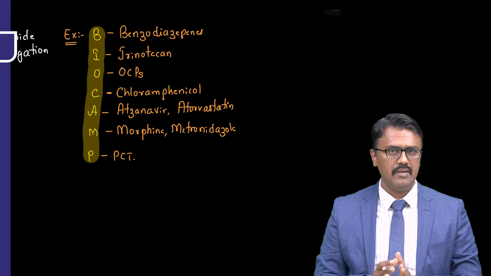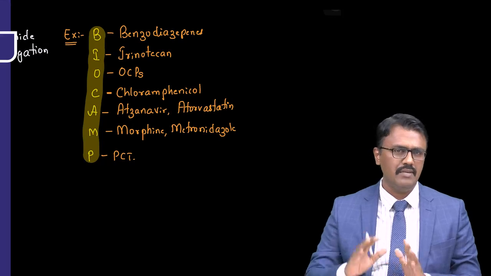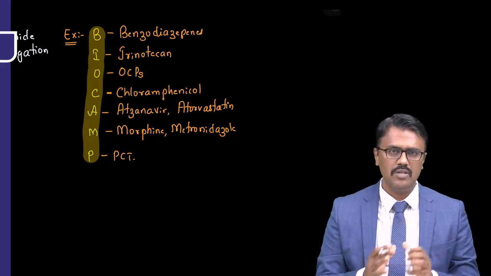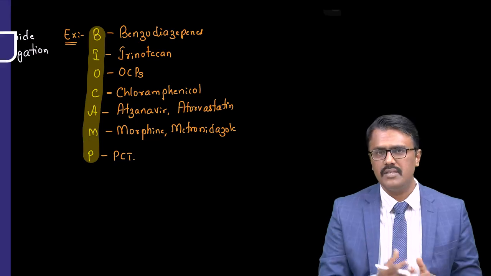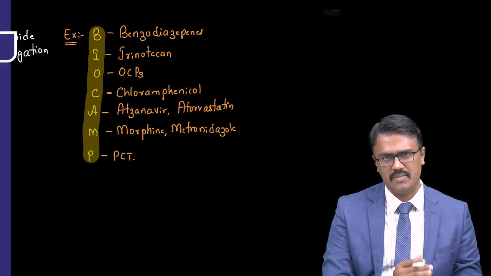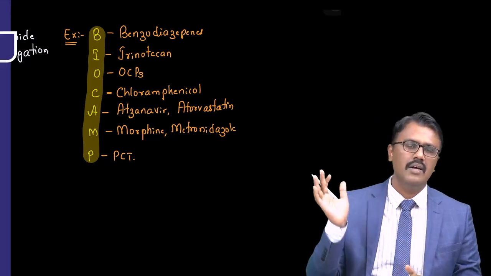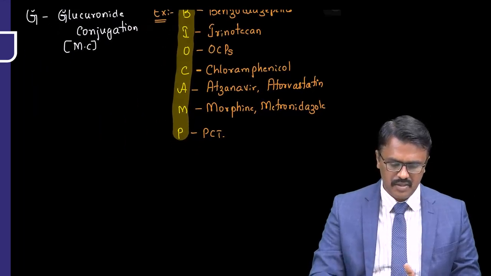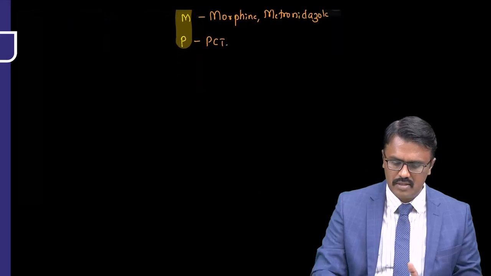So should I memorize these by heart now? Currently, just try to understand the concept first. Once you understand the concept, then you can memorize the examples. So currently, try to memorize the concepts. Okay, examples you will get later. Don't worry now. Now we understood the first G, that is glucuronide.